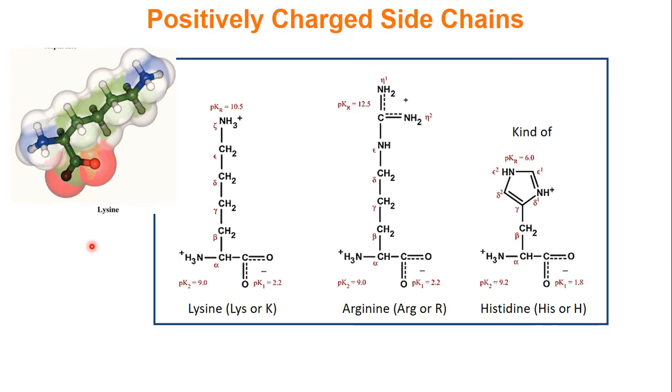We have 3 positive side chains: lysine, arginine, and histidine. Now, again, remember the pKa's for these 3. And I say kind of here. Histidine sometimes is charged inside of a cell, and it's sometimes not. I think 30% of the time it is positively charged, 70% of the time it's not, and that's due to its pKa. But we'll talk about that later. Right now, let's consider it positively charged.